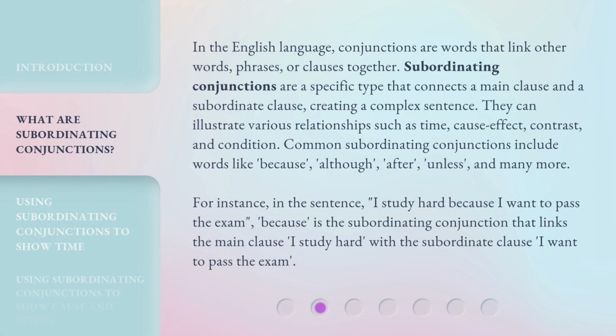In the English language, conjunctions are words that link other words, phrases, or clauses together. Subordinating conjunctions are a specific type that connects a main clause and a subordinate clause, creating a complex sentence. They can illustrate various relationships such as time, cause-effect, contrast, and condition. Common subordinating conjunctions include words like because, although, after, unless, and many more.